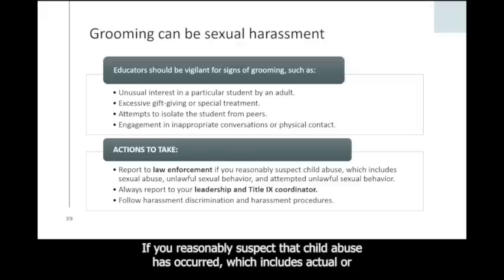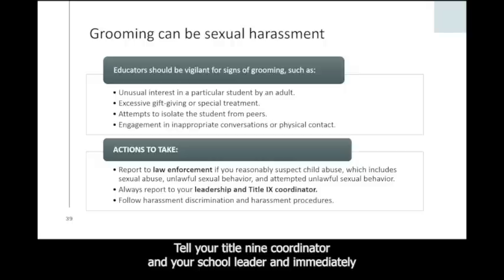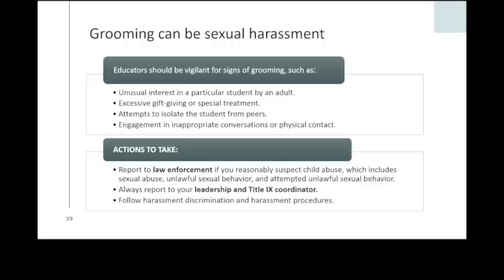First, if you reasonably suspect that child abuse has occurred, which includes actual or attempted sexual touching or sexual acts between a school employee and a student, tell your Title IX coordinator and your school leader and immediately report it to law enforcement as a mandatory report of child abuse.